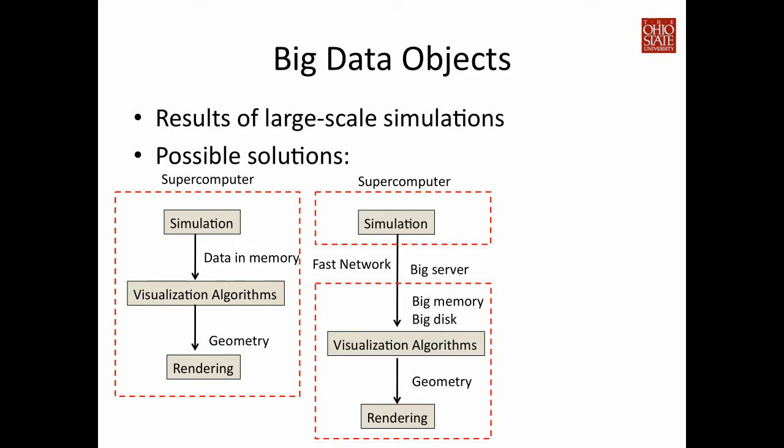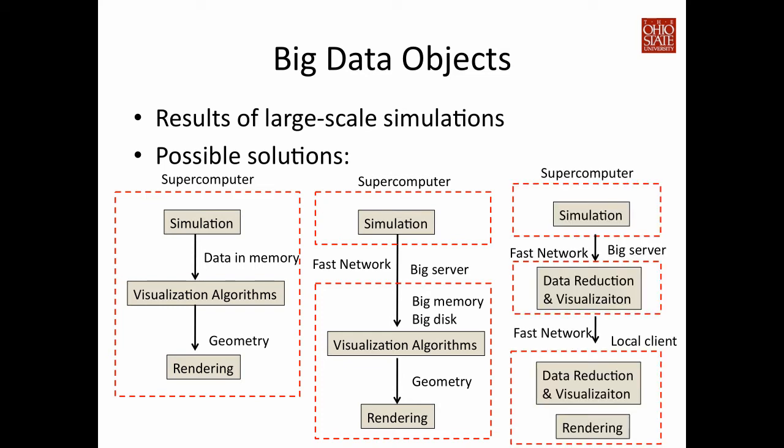Another solution is that the simulation is run in the supercomputer, and it will produce and send the data through a fast network to a server that has large disk space. After that, the visualization algorithms are run as post-processing in a machine that has a large amount of memory and disk space, and it will produce geometry and render the geometry using the server.